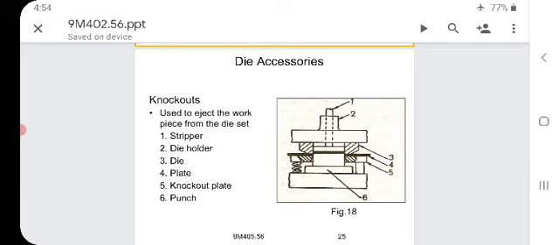Next, knockouts. The purpose of the knockout is to eject the workpiece from the die set. Eject means to remove the workpiece from the die set.